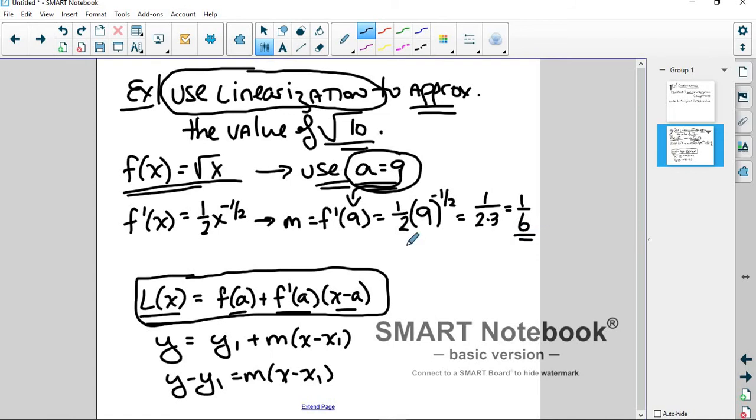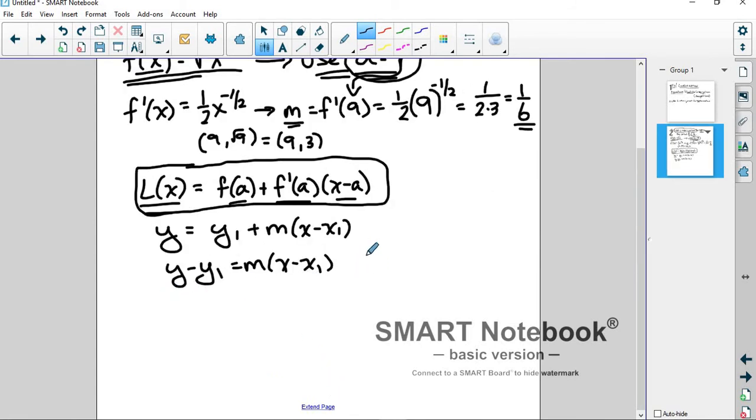Okay. What's my point? That's my slope. My point is 9, square root of 9, right? You plug a into f to get the point, so my point is 9 comma 3. And so then I'm going to do this point slope formula, y minus y1 equals 1/6 times x minus x1, which is 9.